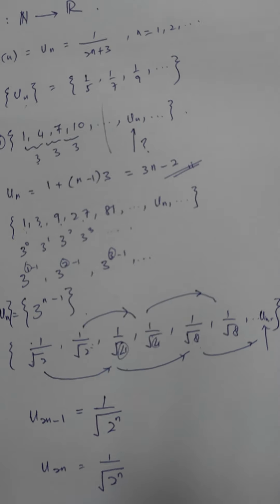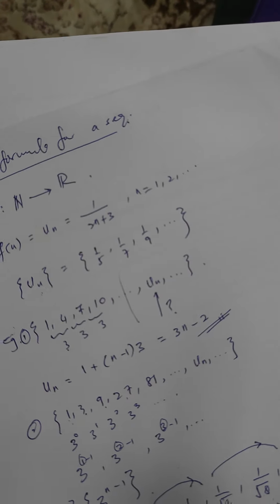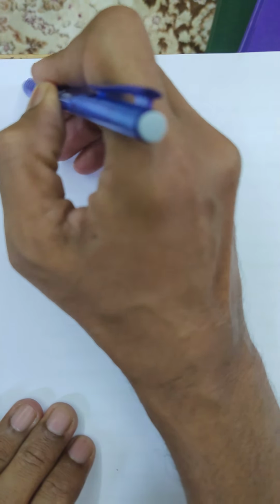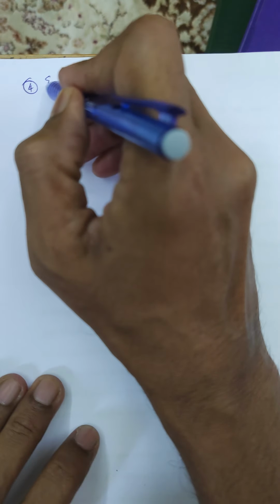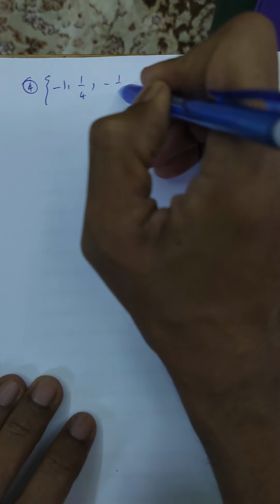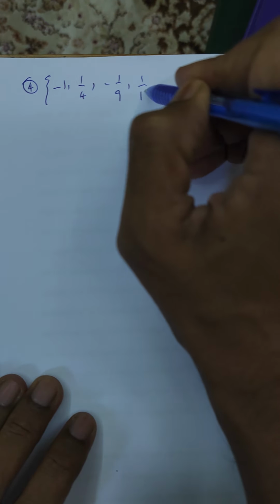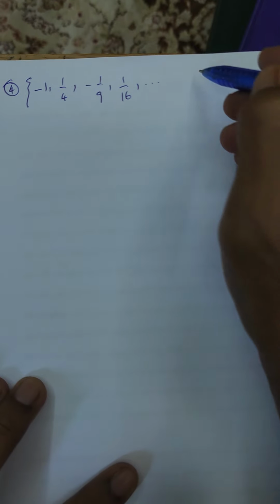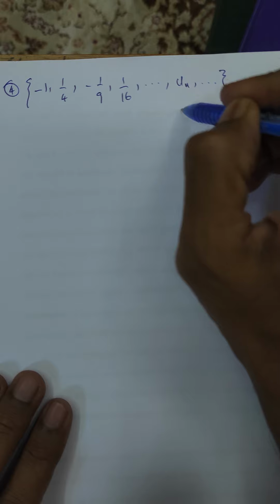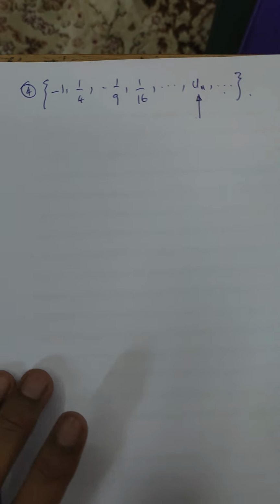Okay, let's look at other examples. I'll give you a couple of examples. Then look at this example. We have minus 1, 1 over 4, minus 1 over 9, 1 over 16, and so on, and then u_n. Again, the purpose is to find the n-th term of that sequence.